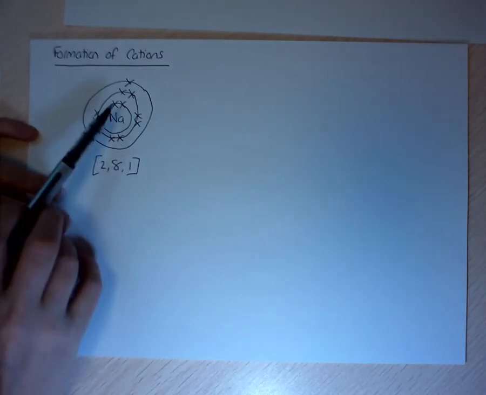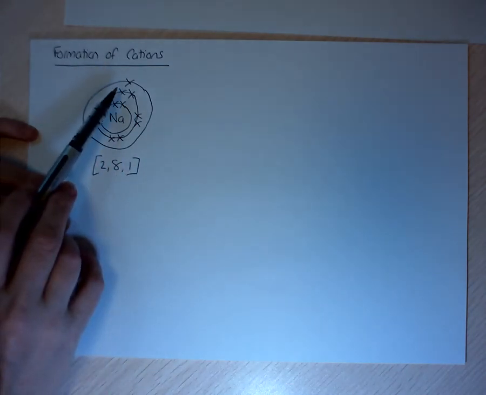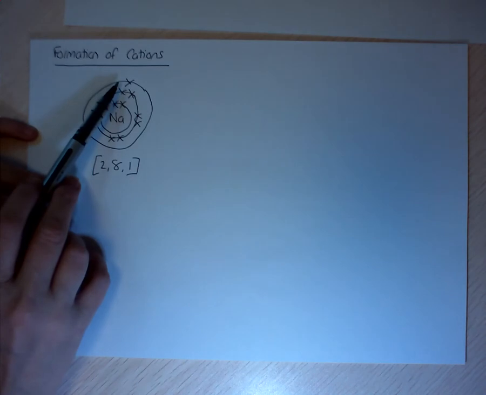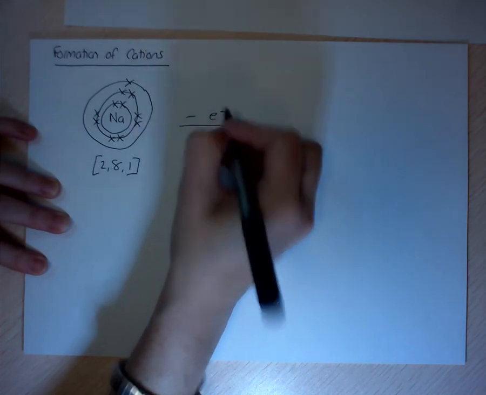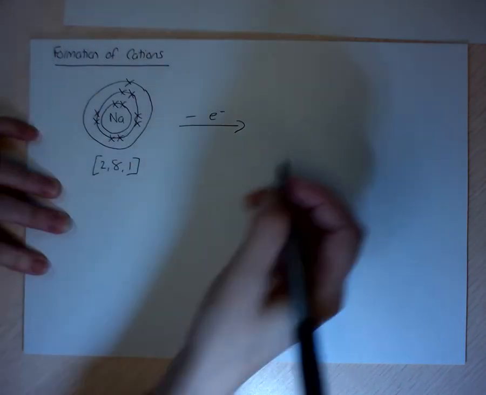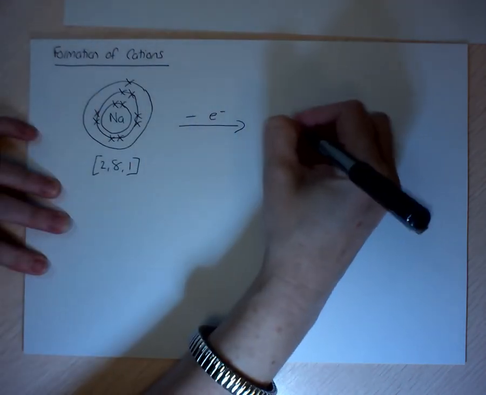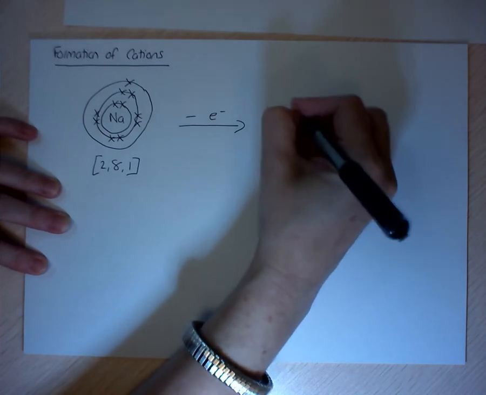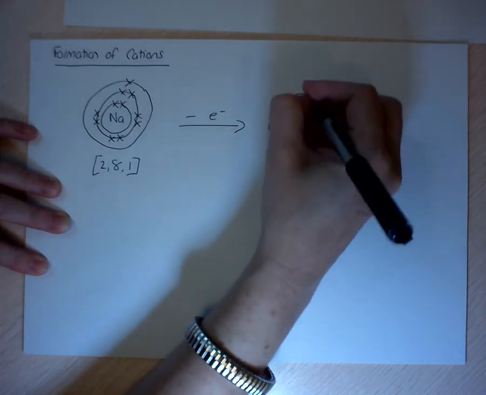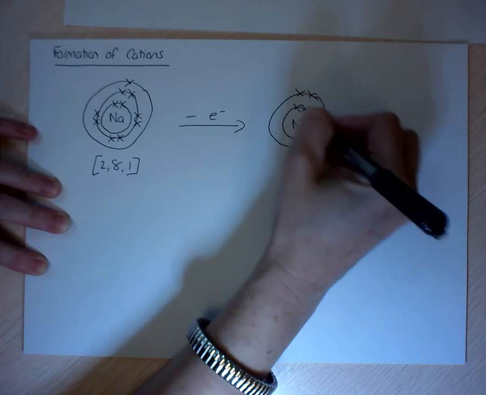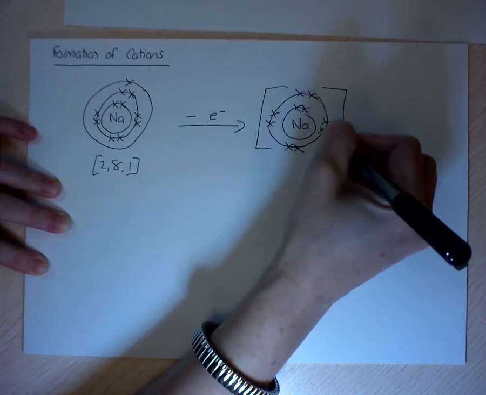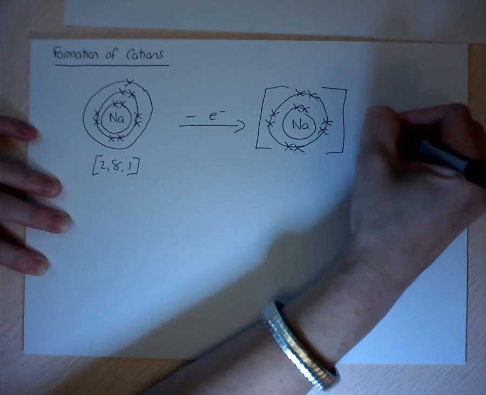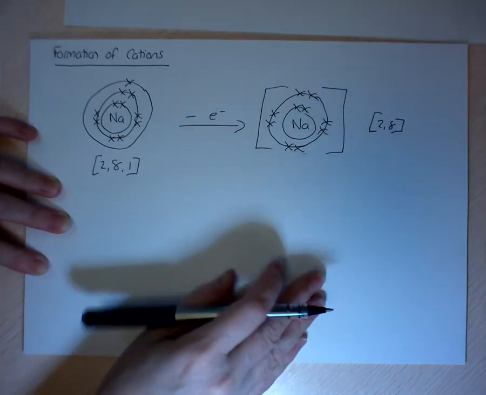Atoms, when they react, want to gain full outer shells. It has this one electron in the outer shell that it wants to get rid of. So it's going to lose that electron. So now it no longer has the configuration of 2, 8, 1. It has the configuration of 2, 8.